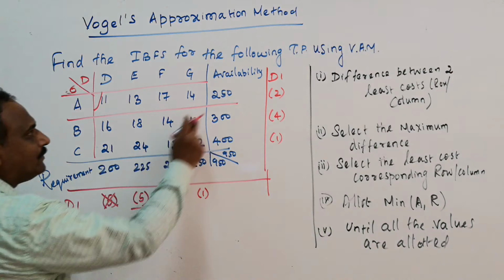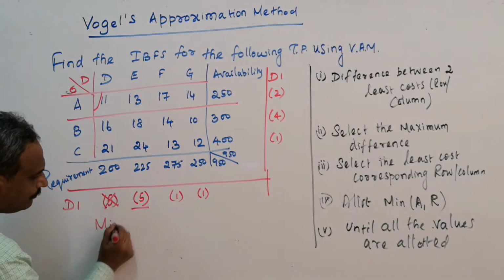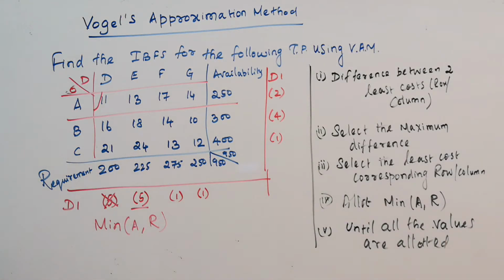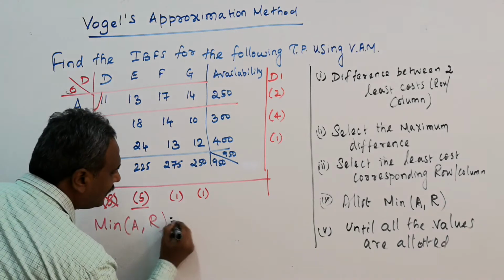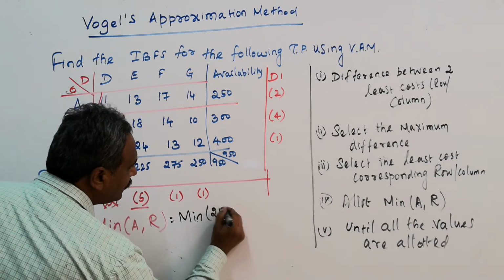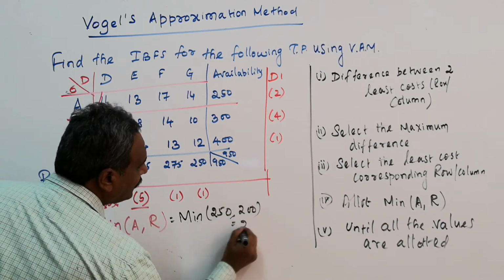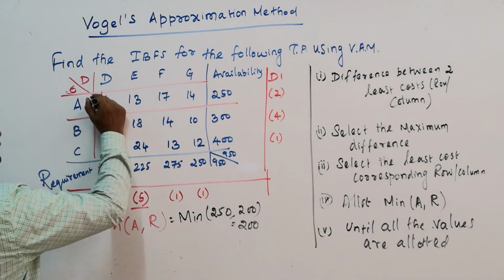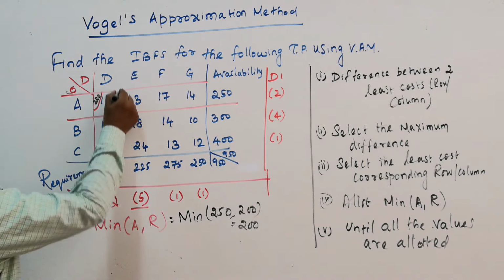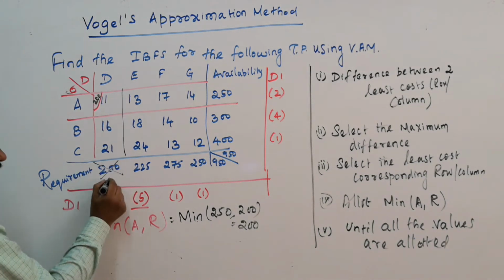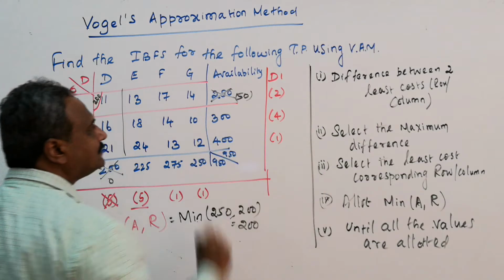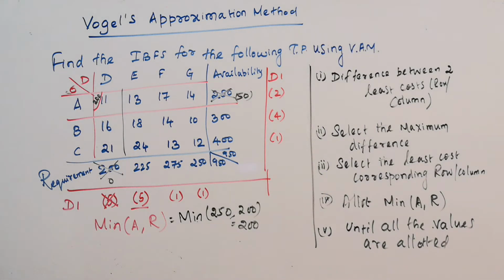Now I am going to check the minimum of the availability and the requirement. When I check here, the availability is 250. My requirement is 200. So I am going to allot 200 to this cell. So here I have allotted all the requirement, so there is no balance there. From here we will have 50 as the balance.